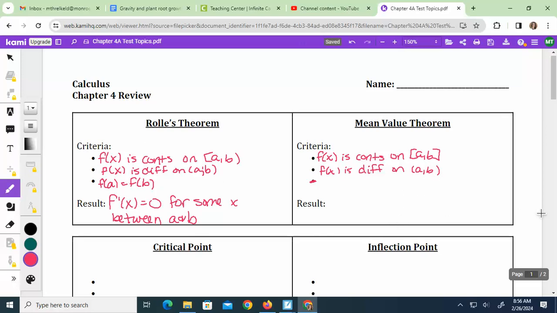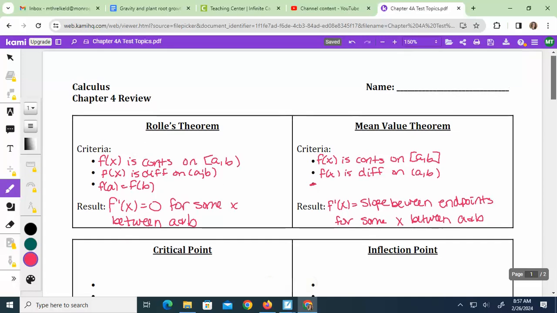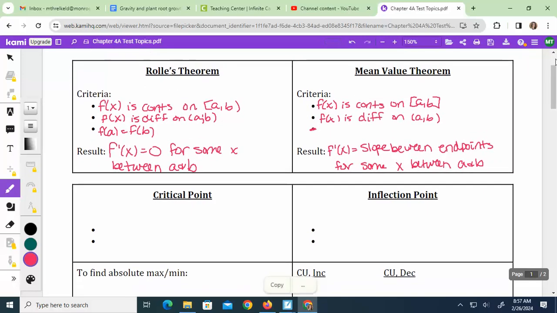And if those 2 criteria are met, what is the result? The derivative is equal to the slope between the endpoints, for some x between a and b. All right, so make sure before tomorrow you look back over those 2 things, know what they're telling you.